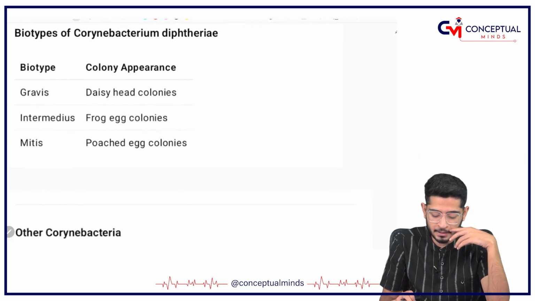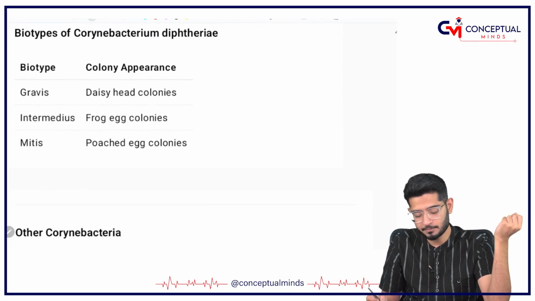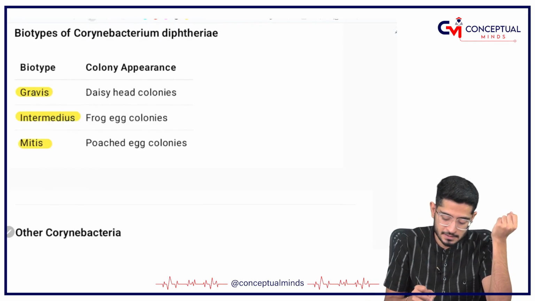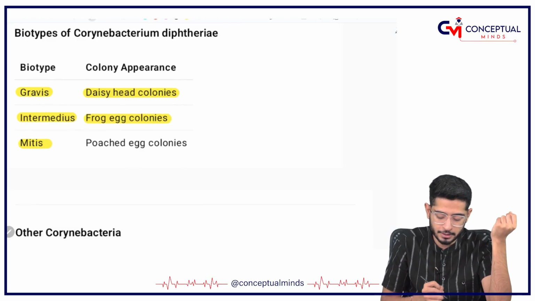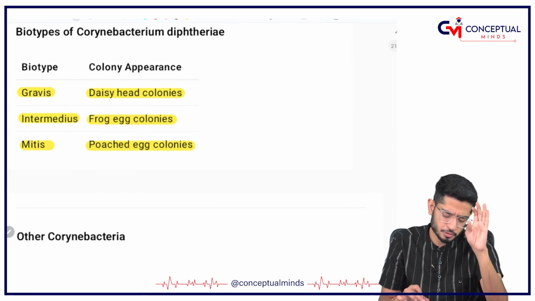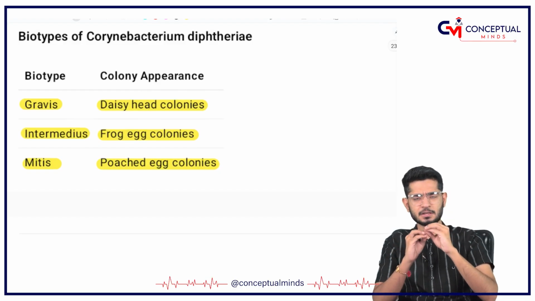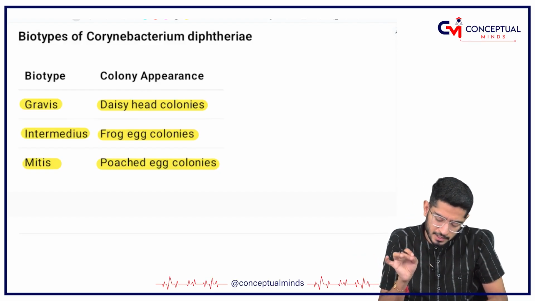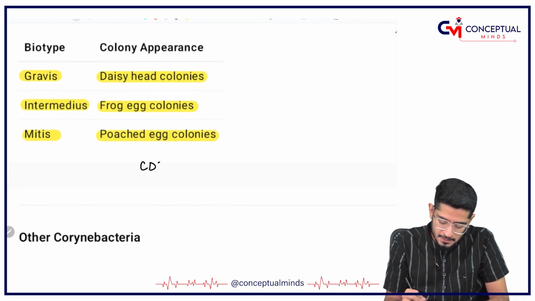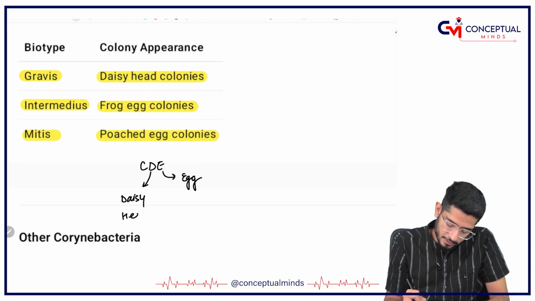Now, there are different biotypes of Corynebacterium diphtheria: gravis, intermedius, mitis. Gravis is going to have daisy head colonies, intermedius is going to have frog egg colonies, and mitis is going to have poached egg colonies. Please remember, there is nothing to worry about. Let me teach you very easily. The colonies, again mnemonic same, C, D, E. Either there will be egg colonies, or D for the daisy head colony.